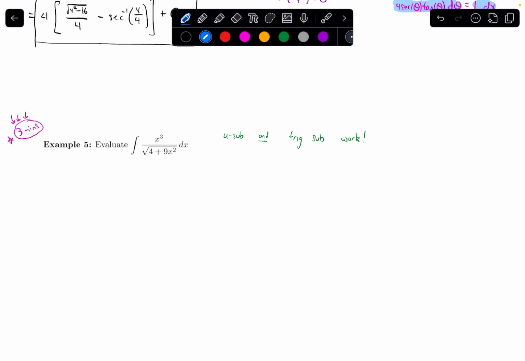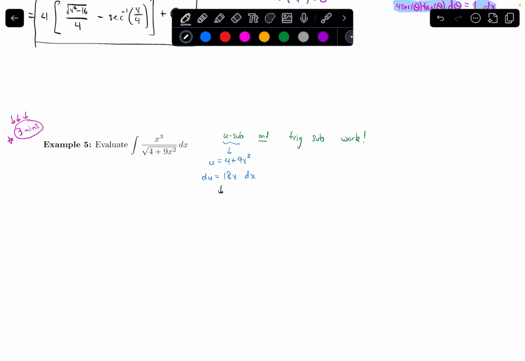So the most natural choice for u sub is to let u be 4 plus 9x squared. Then du is going to be 18x dx. At first glance, this might not look great because, ignoring that constant multiple, I see x dx here. That's not quite what I see in my function, because I see x cubed dx. But it turns out that if you persevere with this u sub, it will still work.